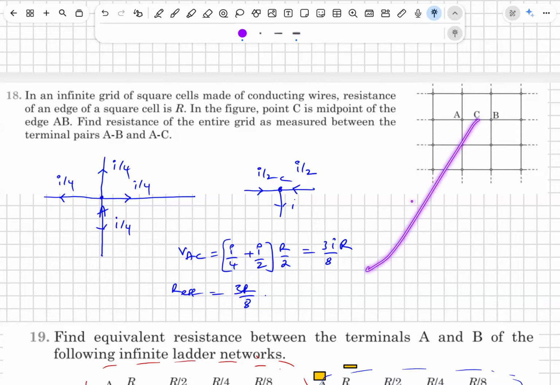Similarly, from C you are drawing current. Now tell me, infinite. It has only two ways, leftwards and rightwards. I by 2, I by 2. When I'm collecting through C, I will have infinite leftwards, I by 2, infinite rightwards, I by 2. Any doubts?